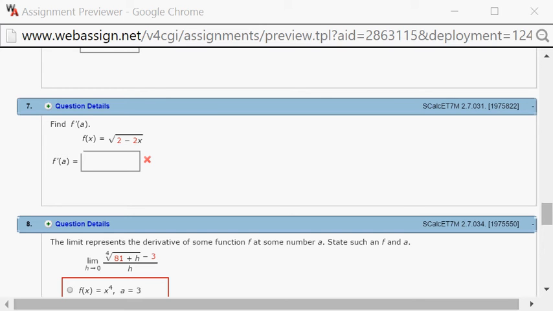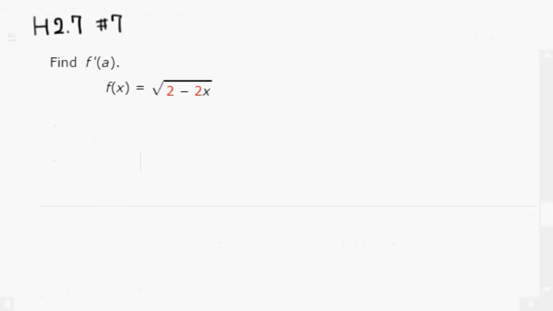Alright, let's look at homework 2.7, problem number 7. We want to find f prime of a for this function. Alright, so let's do that. Using the definition, f prime of a is equal to the limit as h approaches 0.